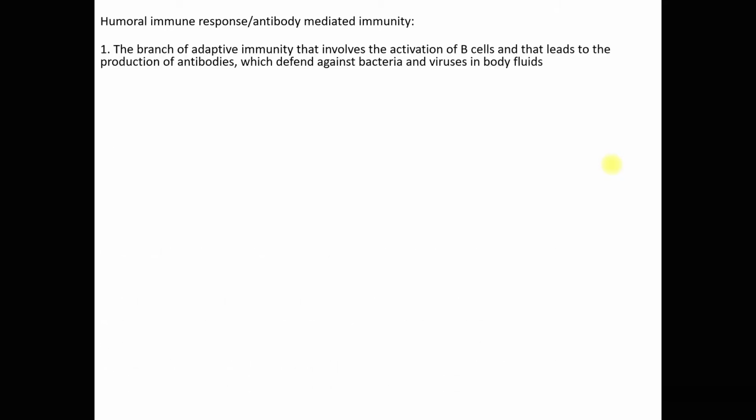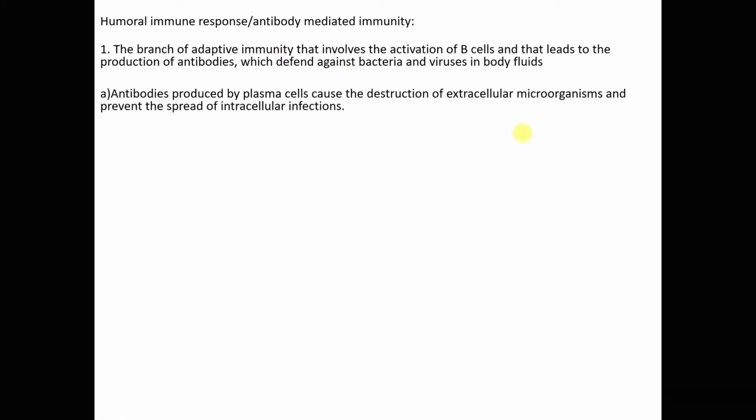Now, the humoral immune response, also known as antibody mediated immunity, is the branch of adaptive immunity that involves the activation of B cells. That leads to the production of antibodies, which in turn defend the body against bacteria and viruses, especially in the body fluids. This is the basic definition of the humoral immune response.